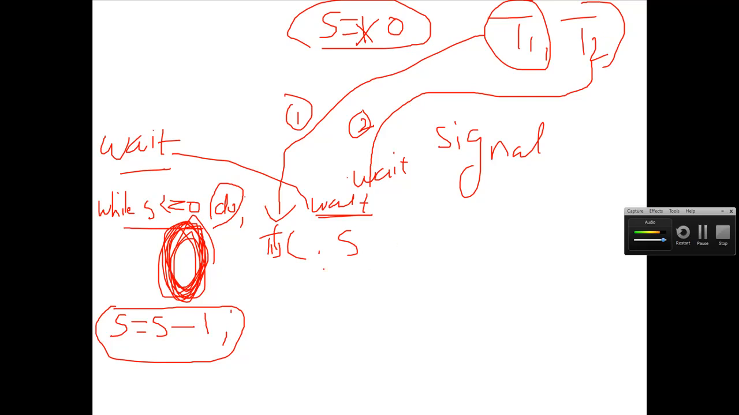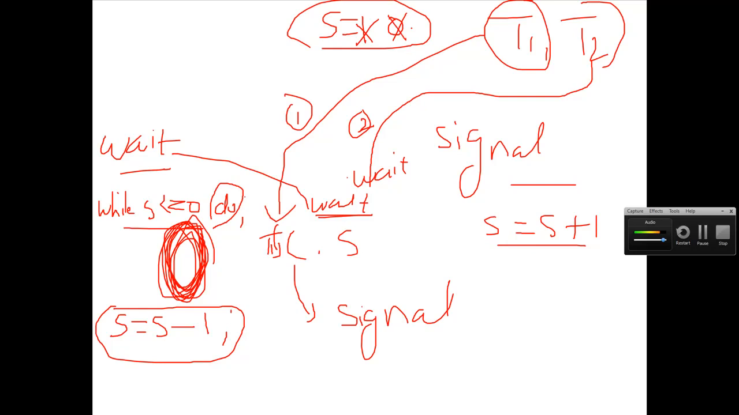Now the T1 will come out of the critical section. When it comes out of the critical section, it will call the signal method. What the signal method does is just s is equal to s plus 1. It would increase the value by 1. So when T1 finishes the critical section and goes to the exit section, it calls the signal method, which has the operation s is equal to s plus 1. So when the value of s is 0 now, the value will become 1.